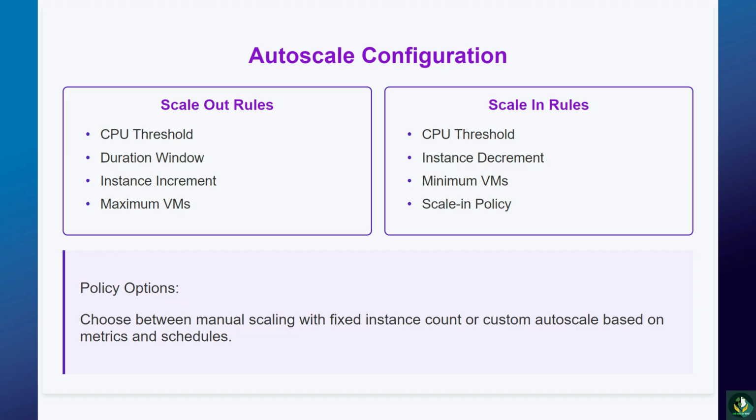It prevents reaction to brief spikes and allows metrics to stabilize. Instance increment is the number of VMs to add. Balance between responsiveness and stability. Consider application startup time. Factor in cost implications.